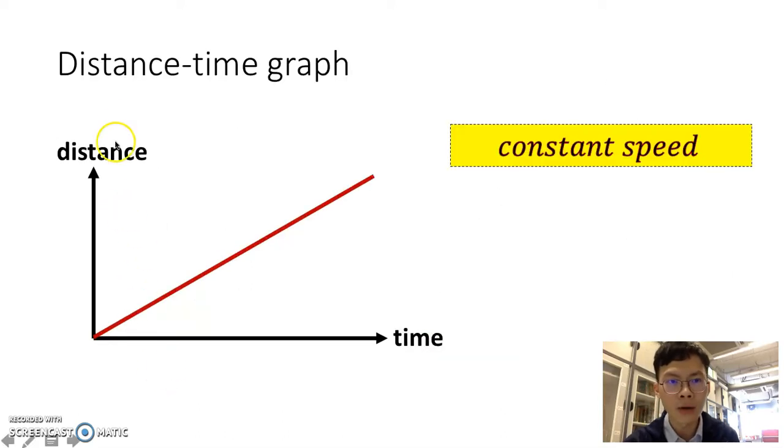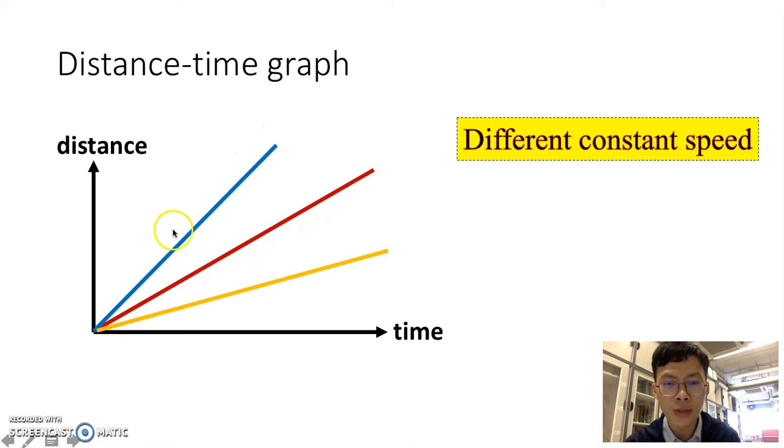Okay, next is the distance time graph. The distance time graph is so useful because we can convert the mathematical relationship into a graph. Because we know that distance over time is equal to the speed. So in this straight line, it means that the distance over time is actually the same throughout the line. So we can say the speed of the object is constant, or in other words, we call it uniform speed, meaning the speed will not change.